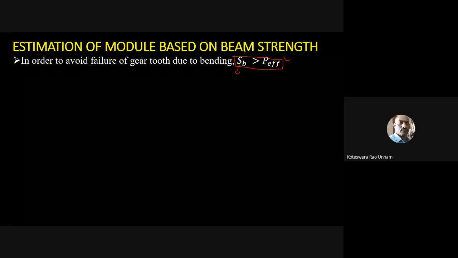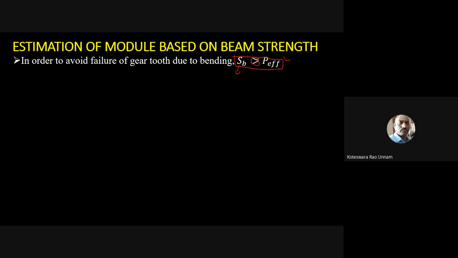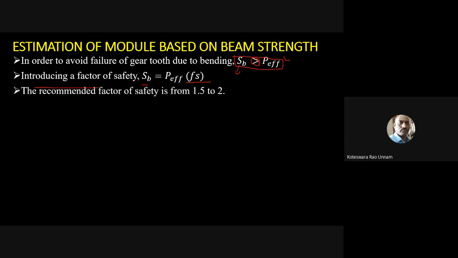Then for this, this greater than symbol can be replaced by introducing a factor of safety. So SB is equal to P effective into factor of safety. That means the design criterion here is that your beam strength should be equal to P effective into factor of safety. Then from that you can easily derive the module. Whatever equations we derived so far, we will substitute those expressions into this, and from that you can easily derive the expression for the module. We want to find the module only, so we will derive the module.